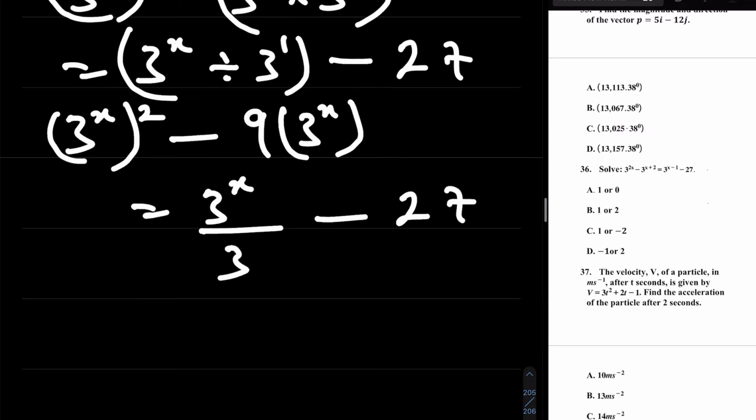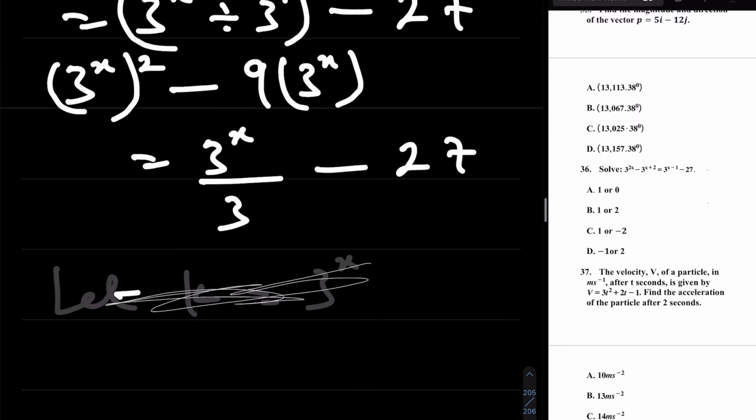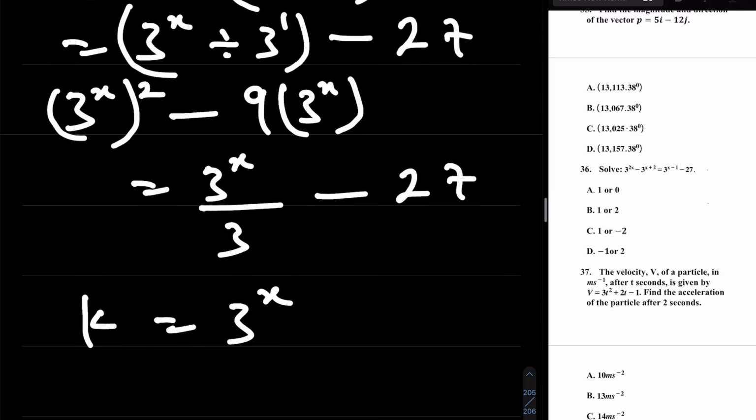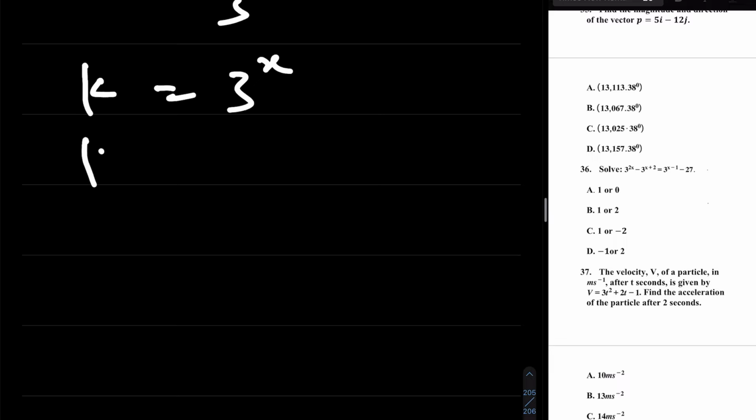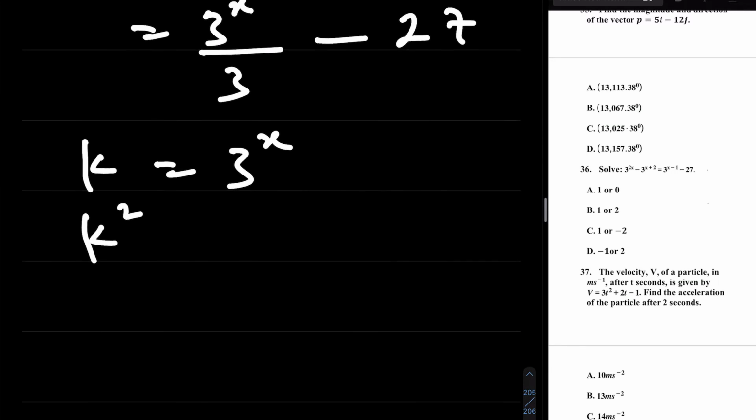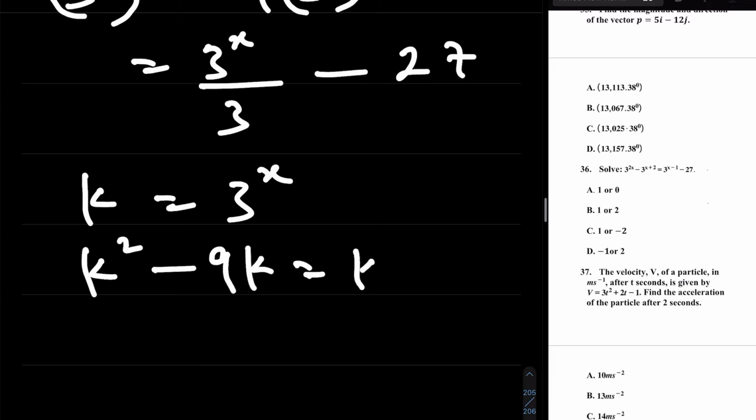Now to clear the fractions, maybe I should do this first of all. Let k be equal to 3 raised to the power x. That means my equation becomes k squared minus 9k. Wherever you see 3 raised to the power x, you write k. So it equals k over 3 minus 27.